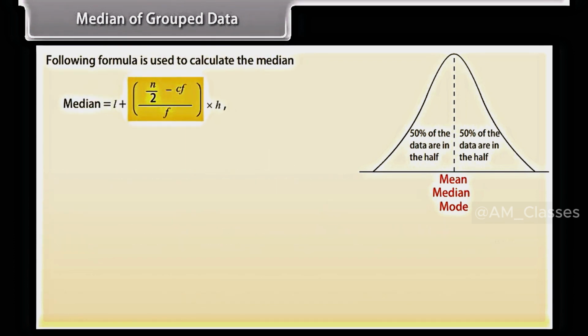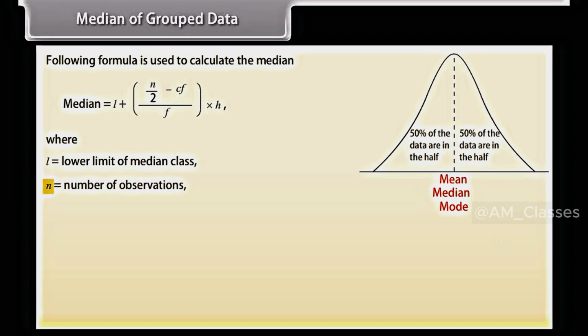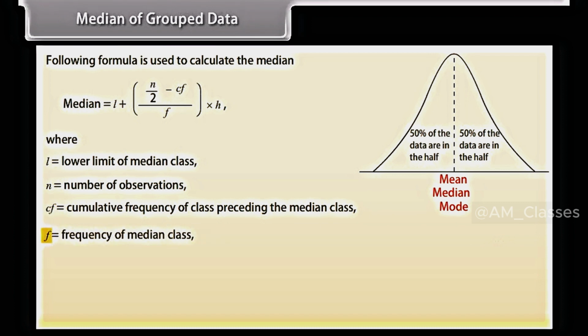Median equals L plus ((n by 2 minus CF) divided by f) multiplied by h, where L is equal to lower limit of median class, n equals number of observations, CF equals cumulative frequency of class preceding the median class, f equals frequency of median class, h equals class size, assuming class size to be equal.